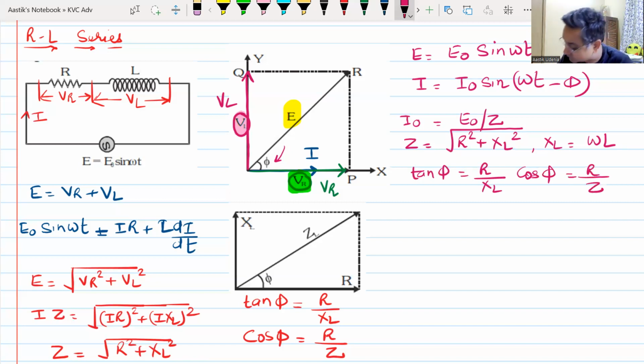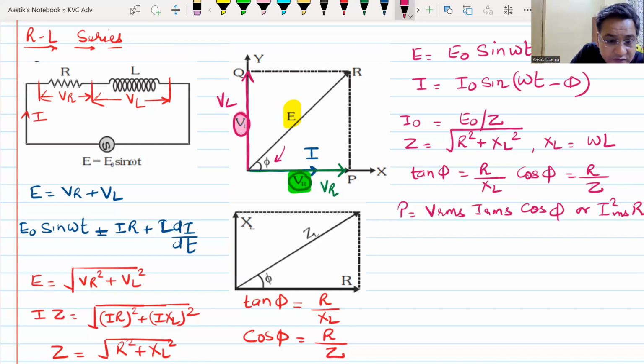The power consumed for this circuit, I can write the formula as V RMS into I RMS into cos phi, or I can write it as I RMS square multiplied by R, because in any case it will lead to the same result. Everyone has understood what I have done here?